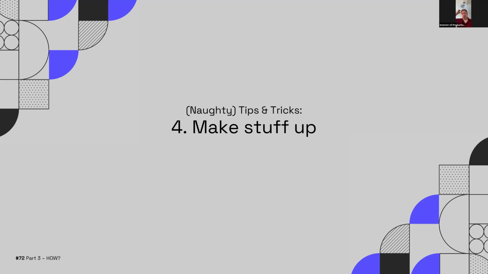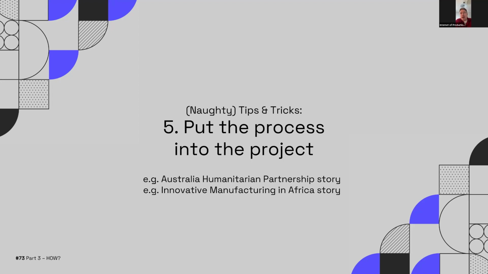Yeah, I can't really think of a good example, but every now and again, a naughty trick is to make something up because it fits with the narrative. Very naughty. Another trick, and sometimes this is good, sometimes this isn't naughty, sometimes this is okay: put the process into the project.